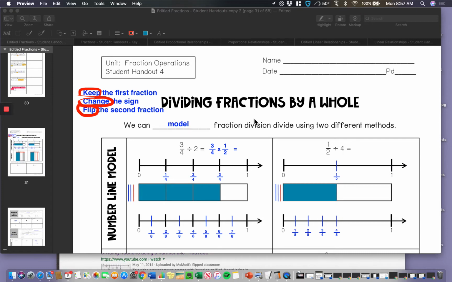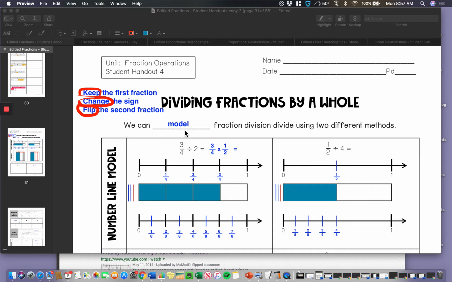Hello, everybody. Today we are going to be looking at dividing fractions by a whole number. So remember, when we're dividing fractions, we have a general rule called keep, change, flip, where we keep the first fraction, change the sign from division to multiplication, and we flip the second fraction.